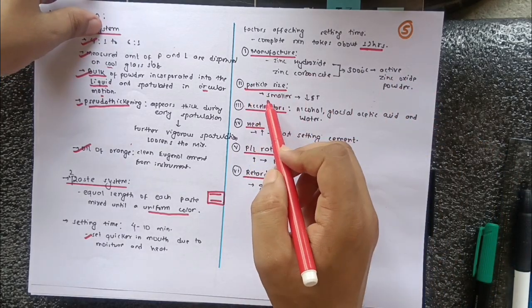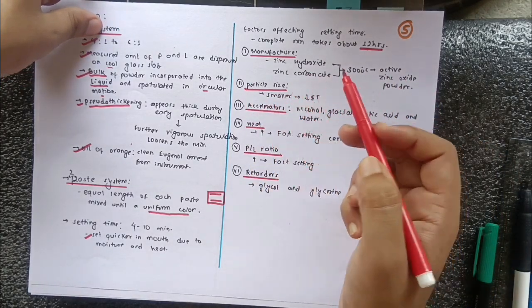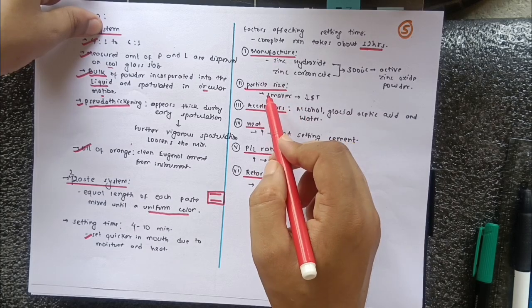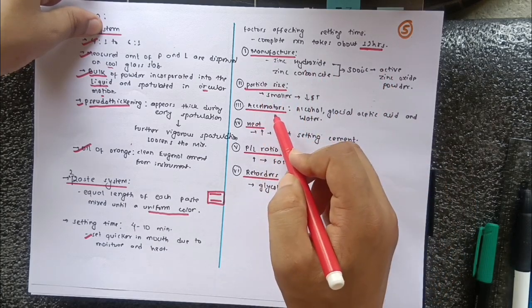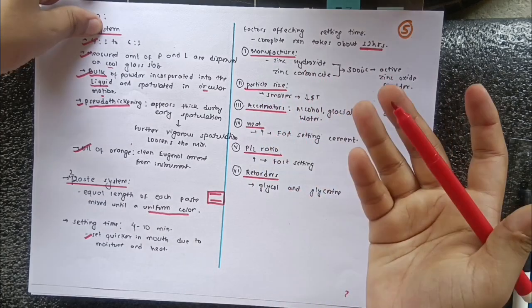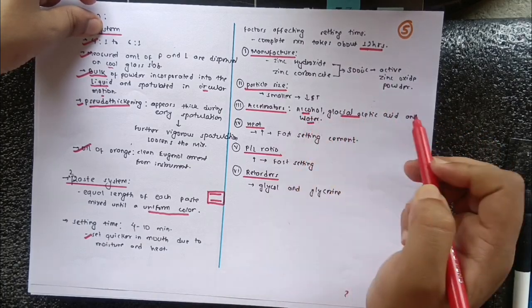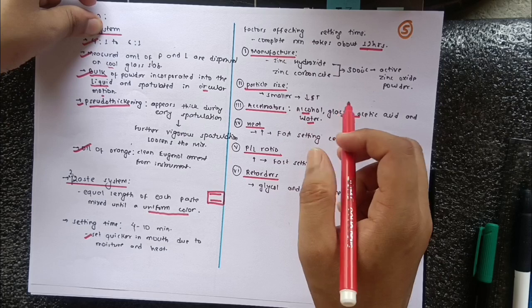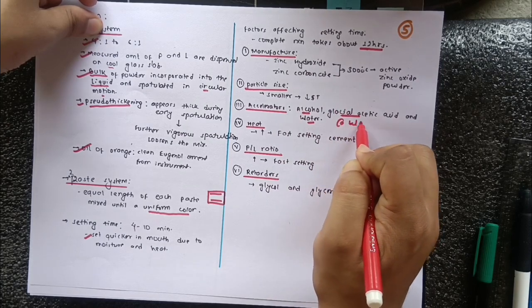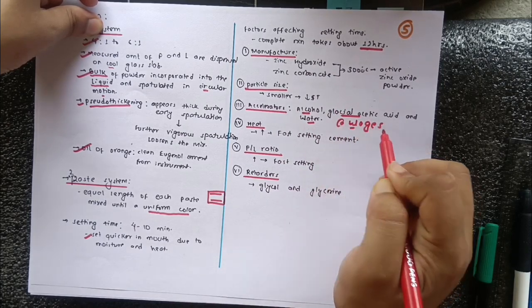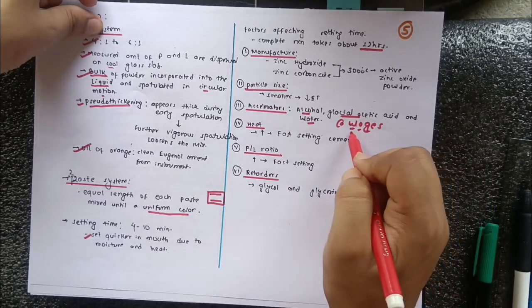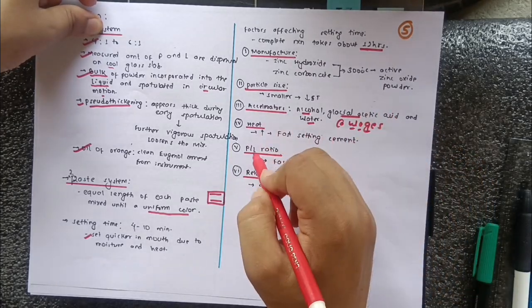After that, particle size: the smaller the particle size, the more setting and the less setting time, similar to this active zinc oxide powder. Accelerators accelerate the setting and decrease the setting time, and we have alcohol, glacial acetic acid, and water. You can remember this by the mnemonic WAG: water, alcohol, and glacial acetic acid.